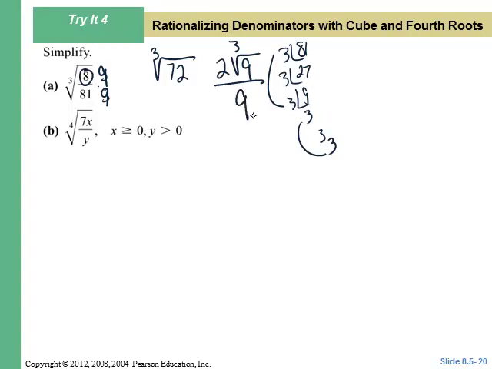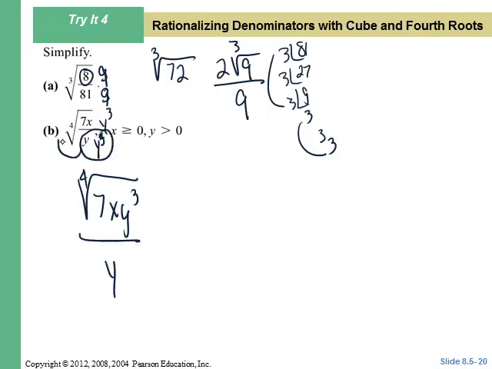times 3 is 9. Multiply top and bottom by y to the third, and you'll have the fourth root of 7xy cubed over y, because you'll have 4 y's. How many groups of 4 do you have? 1.